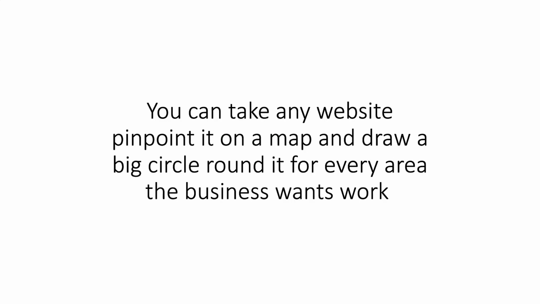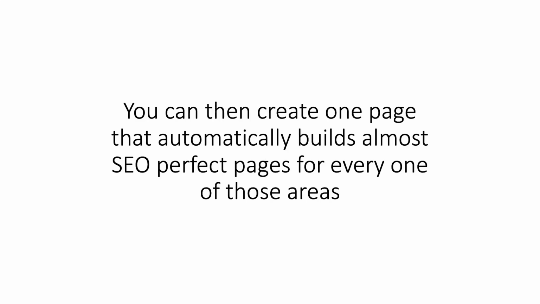Did you just see how easy that was? Yes? You can take any website, pinpoint it on a map, right? So if you get a dart and throw it at a map on a wall, okay, draw a big circle around it for every area your business wants to work. So if your business is based in Manchester and it wants to cover 30 miles out, okay, draw a big circle around it. You can then create one page, okay, create one page that automatically builds almost SEO perfect pages for every one of those areas.